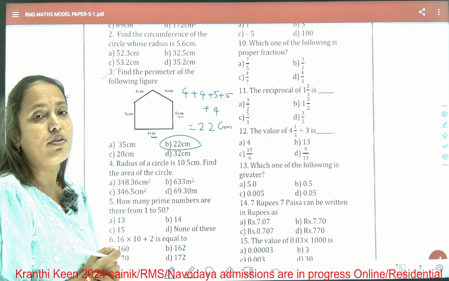And next, one more is also in the fractions. It comes under one more important topic.